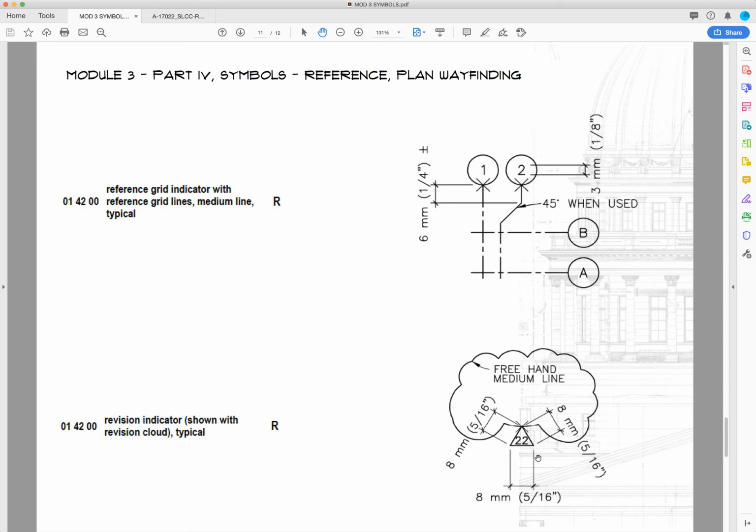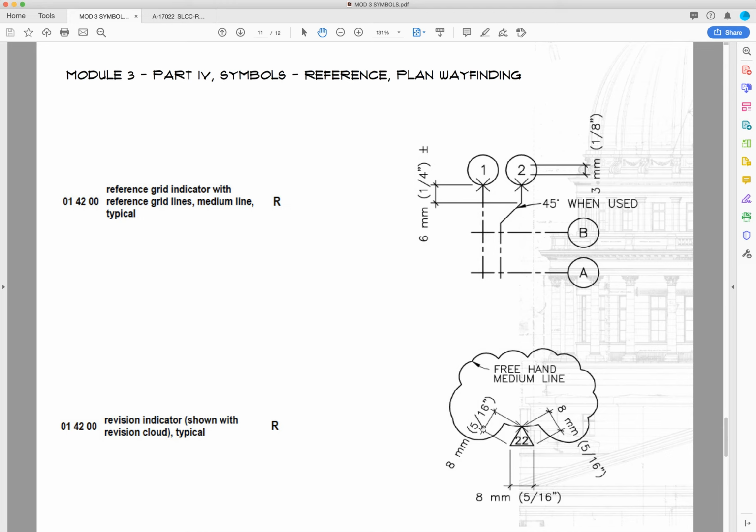This is a revision indicator as well as a revision cloud. What I wanted to do was just show that if you ever submit a plan to the city or to your contractor and they find some sort of discrepancy or information was left out, to help people understand the information that has been added or changed, you add a revision indicator. You would draw this triangle with a number, and that number typically starts at number 1. So this is the first revision of the set. And then you cloud the information that has been added.